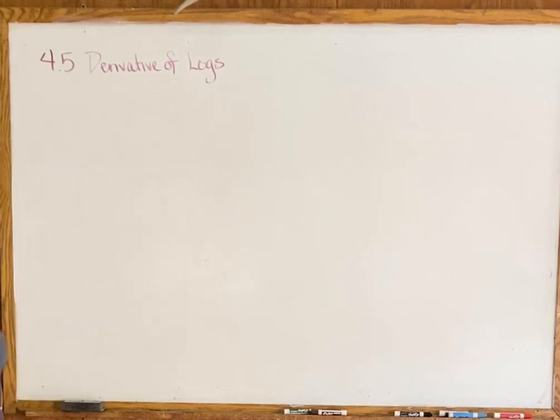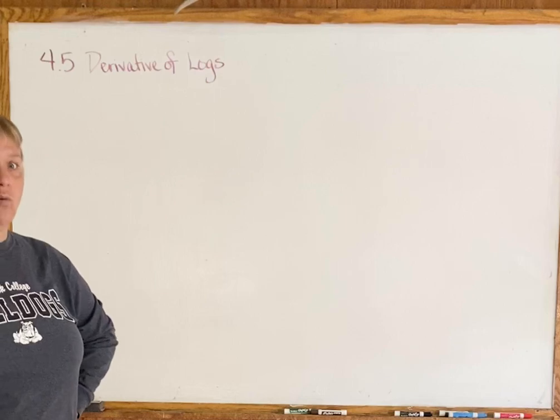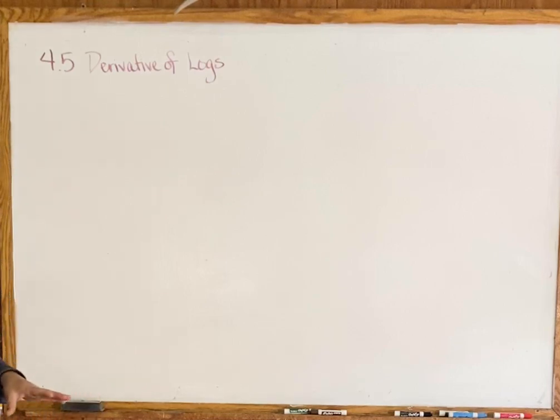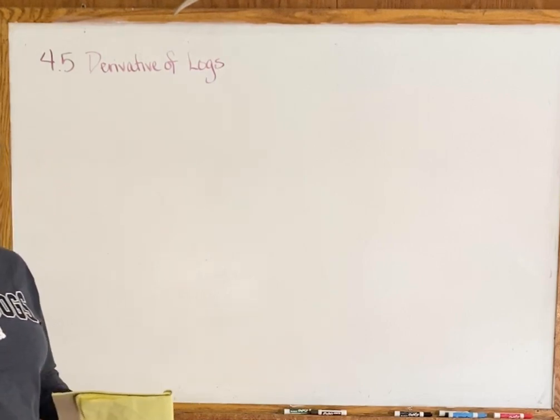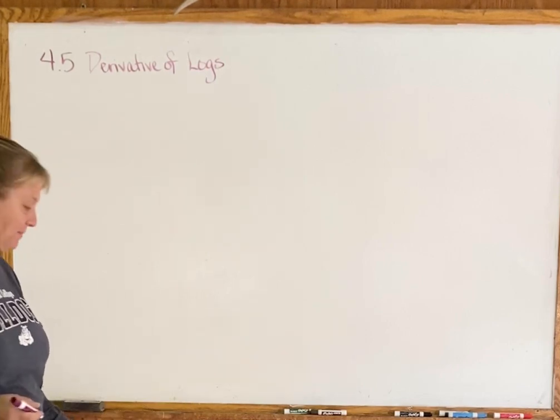4.5. Okay, so 4.5 is derivatives of logs. All right, so you knew it was coming because I asked you to review your log properties. But actually remember that in this class, we're not focusing on all logs. We are only focusing on e to the x, which means that what we only really need to look at is the ln of x, which makes our life super easy because the derivative is not that bad.